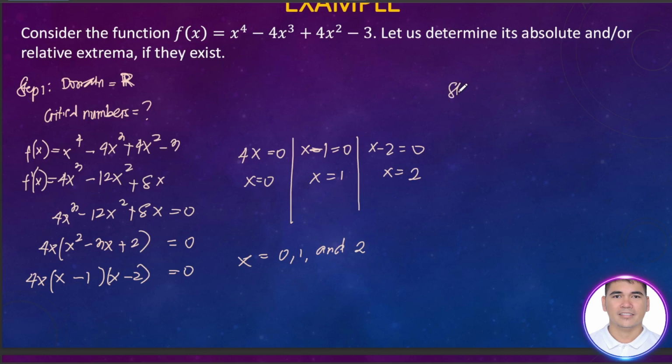Then, step 2 is to subdivide. So, to subdivide, this is our 0. Then we get 1. Then we get 2. Okay. So, on this side, we have negative infinity and 0. Here we have 0 and 1. Here we have 1 and 2. And then last is 2 and positive infinity. So, these are the subdivisions.